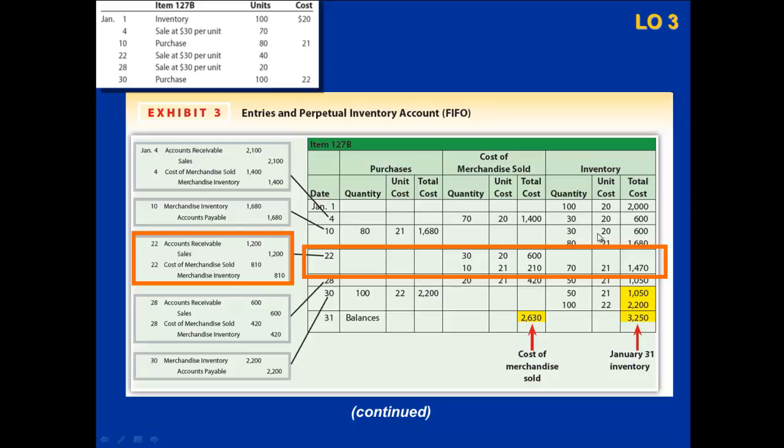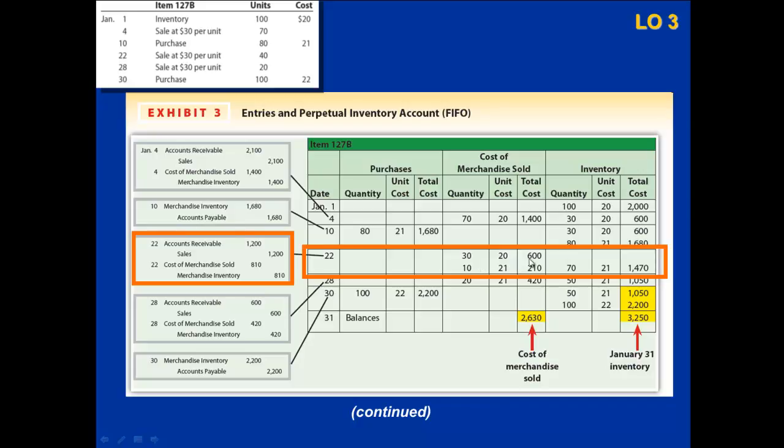These 30 were in existence before these 80 at $21 came along, correct? So these two total 40 units. We sold 30 units at 20, and then the remaining 10 had to come from this second purchase that we made later at $21. So we sold 30 at 20, and then we sold 10 at 21.